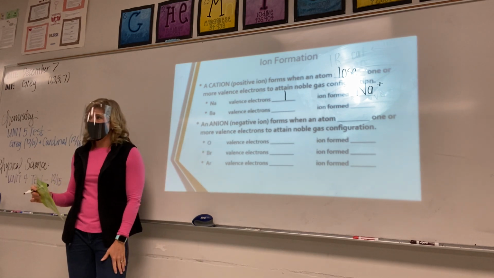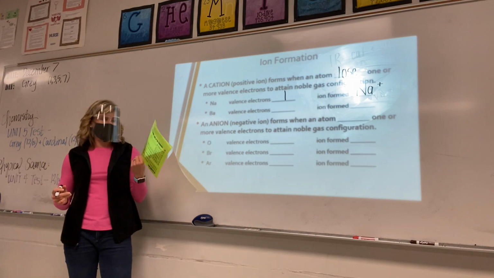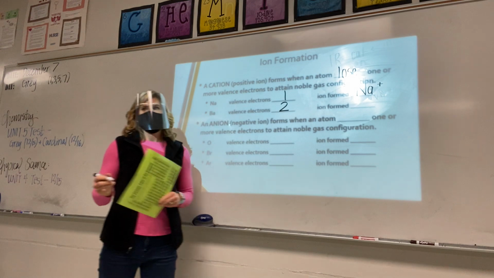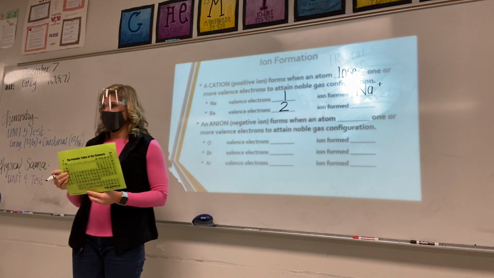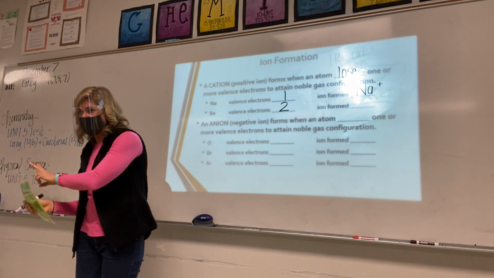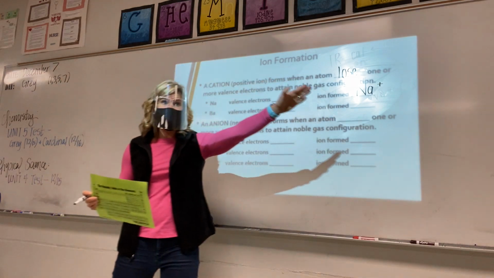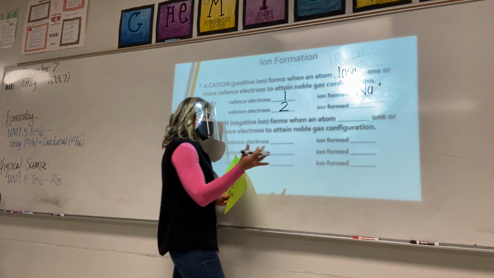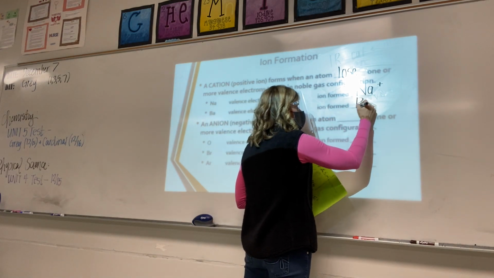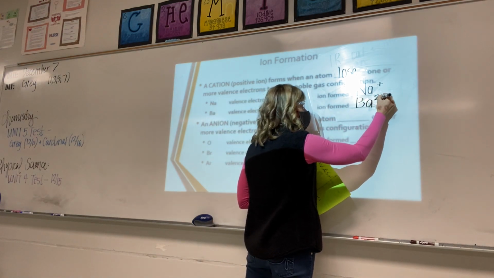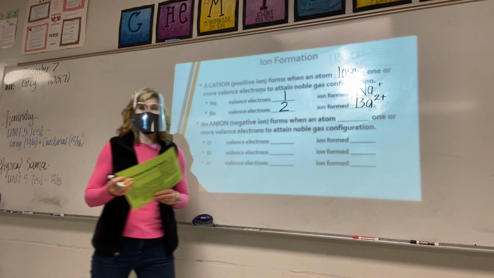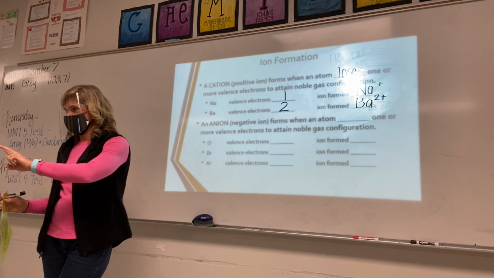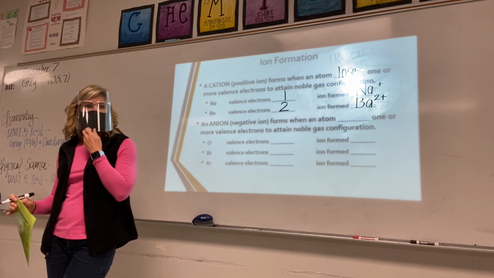Okay, barium. How many valence electrons does barium have? 2. So you ask yourself, is it easier for barium to lose 2 or gain 6? Lose 2. So what charge will barium have? Positive 2. We actually write the 2 first, 2 plus. Okay, it's losing 2 electrons. So therefore it would have a 2 plus charge.